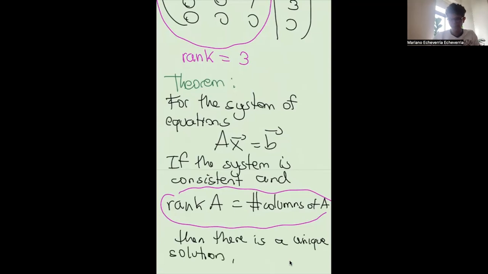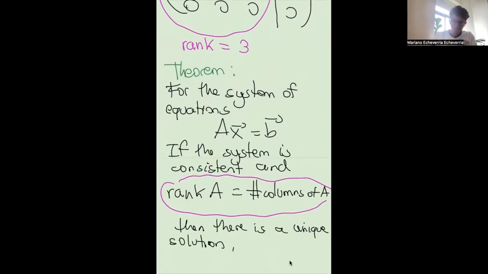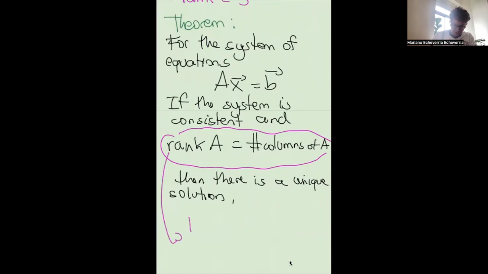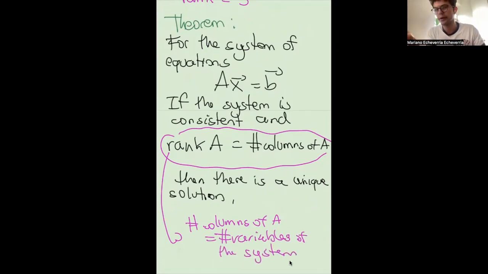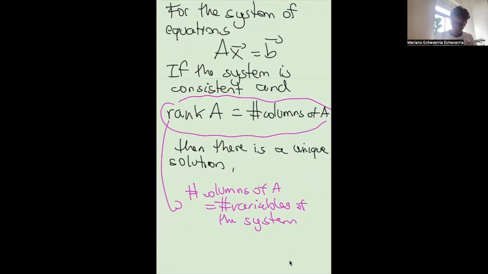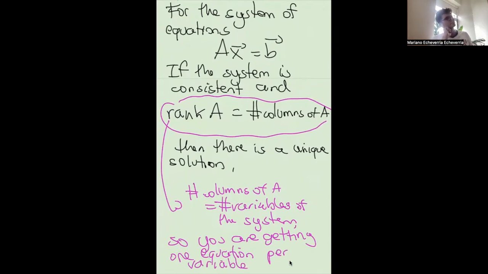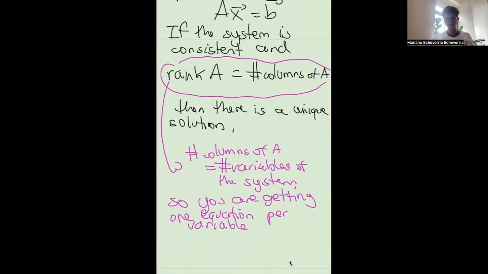What this is saying is that the rank is the number of non-zero rows. So for each variable, you're getting a non-zero row. That gives you one equation per variable. The number of columns of A equals the number of variables of the system of equations, if you think about it. So this is saying that there is one equation per variable. That's why there's a unique solution, right? Is that making sense? Hence the unique solution.